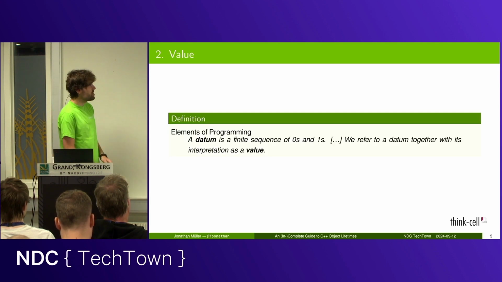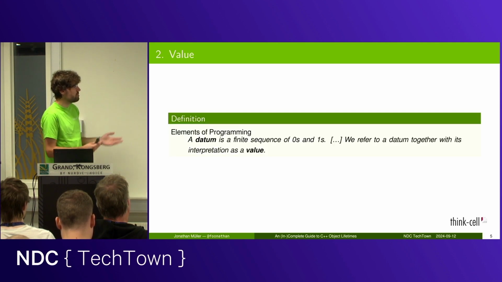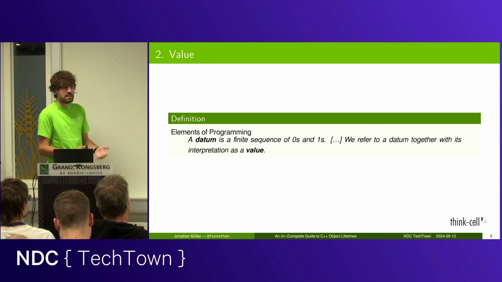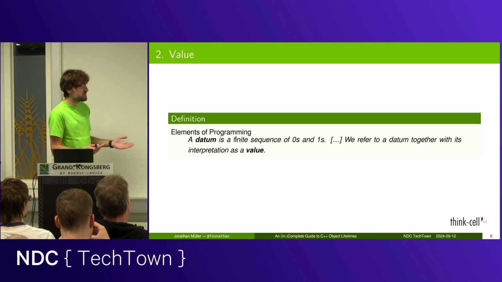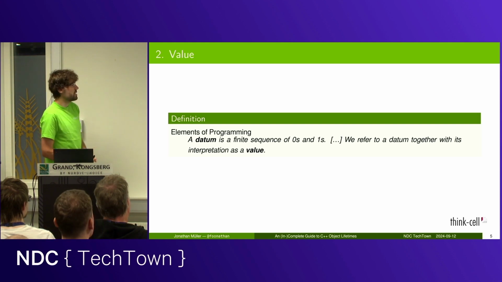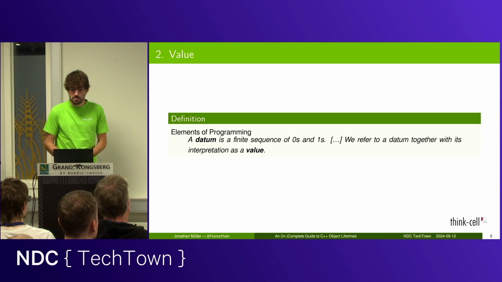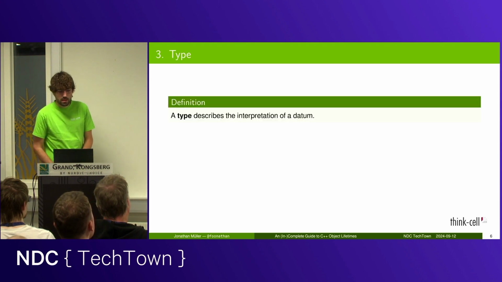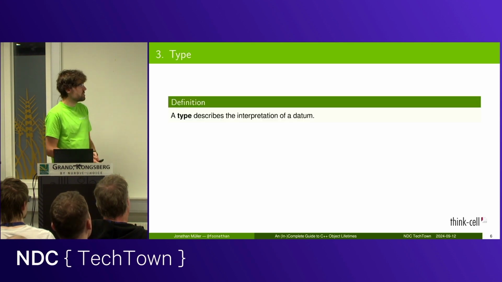So, Elements of Programming says that a datum is a finite sequence of zeros and ones, and then if we interpret it in a particular way, that is a value. So we've just got a sequence of bits, and then we have some interpretation, like this is an 8-bit unsigned integer, and then we get the value out of that byte. And now a type simply is this interpretation.